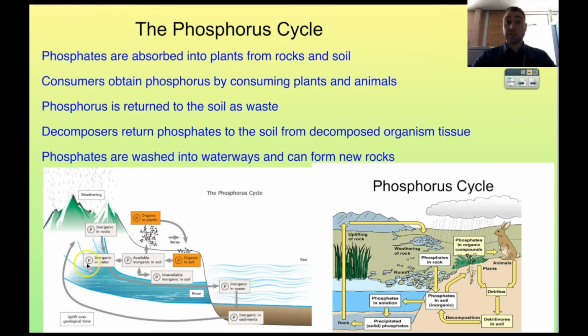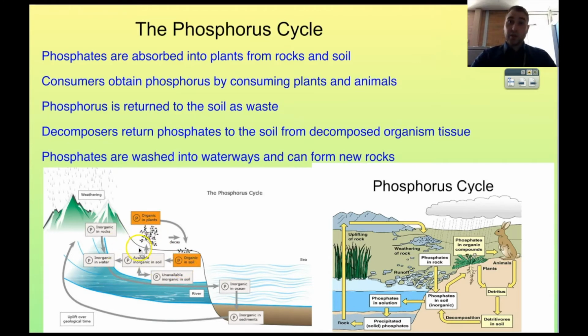So let's look at the phosphorus cycle. Phosphates are absorbed into plants from rocks and soil. So we get weathering of the rocks and soil that contain phosphorus. That makes its way into soil. From soil it can then be incorporated into plants. Consumers obtain their phosphorus for things like ATP by consuming plants and other animals. So that gets locked up in those organisms. When those organisms die or they produce waste products that contain phosphorus, then that makes its way into soils, turning into phosphates that can then be reabsorbed by different plants.